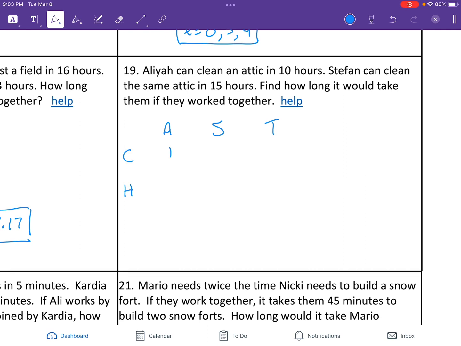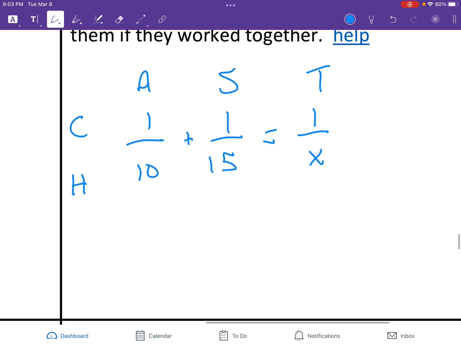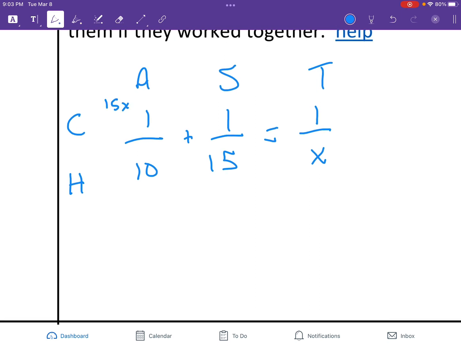So Aaliyah can do one attic in 10 hours. Stefan can do one attic in 15 hours. And together they can do it, I have no idea how long. So we've got to figure out what's missing. 10 is missing 15 and x. 15 is missing 10 and x. And x is missing 150.